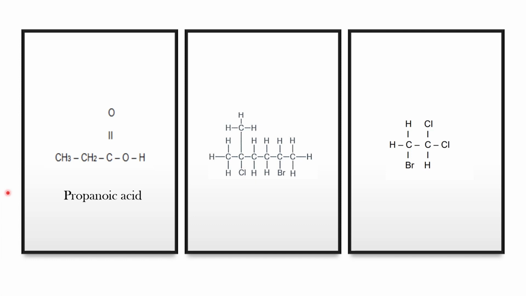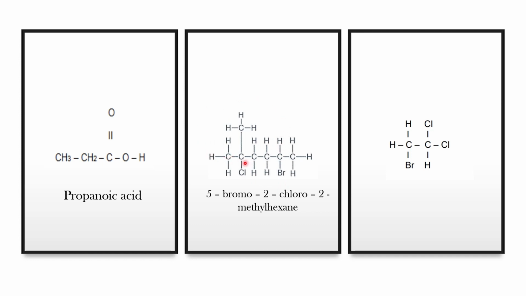The first one is 1, 2, 3. Prop. There's a double bond O and there's OH, meaning a carboxylic acid. Therefore, propanoic acid. The next one, 1, 2, 3, 4, 5, 6. Hex. All single bonds, hexane. Then there's a Cl here and a Br, and there's one branch that sticks out.